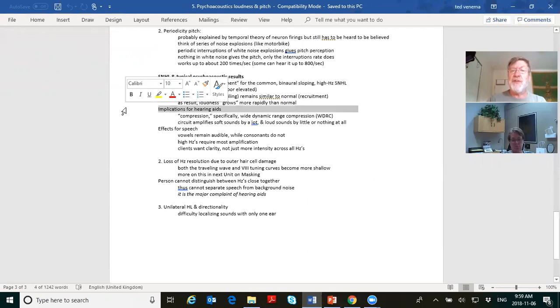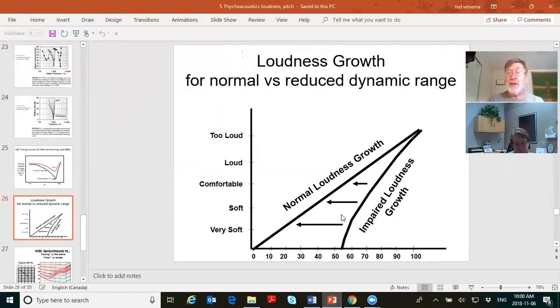Implications for hearing aids. Compression. There's that word. Specifically, wide dynamic range compression. And what does this do? It amplifies soft sounds by a lot. If you'll see the arrows here, soft sounds are amplified by a lot, and loud sounds are amplified by little or nothing at all. In other words, it's a hearing aid that focuses on amplifying soft input sounds. The focus is on the floor.